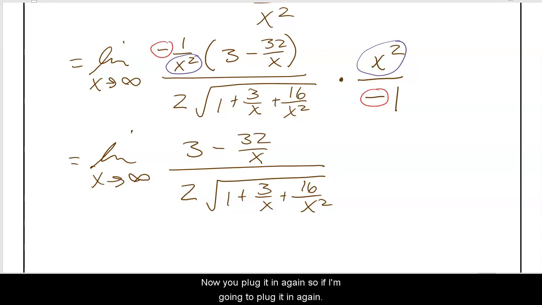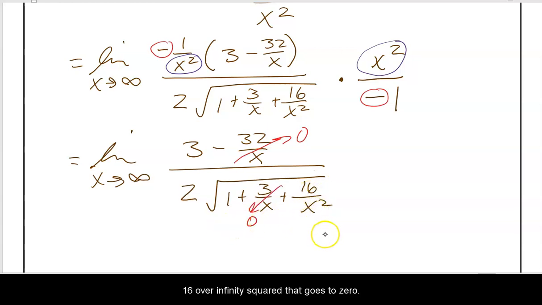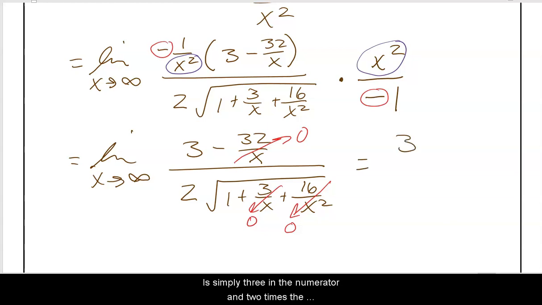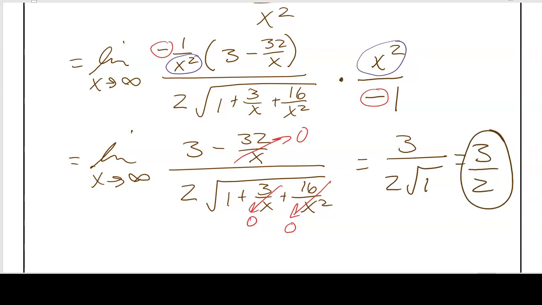So if I'm going to plug it in again, then I'm going to imagine that x is going to infinity. And this time I'm not going to actually write it out. But 32 over infinity goes to 0. 3 over infinity goes to 0. 16 over infinity squared goes to 0. And what that leaves is simply 3 in the numerator and 2 times the square root of 1, which is 3/2. And that would be our final answer.